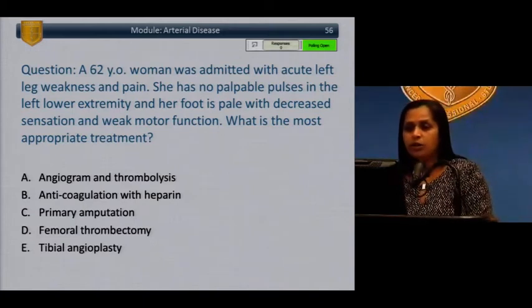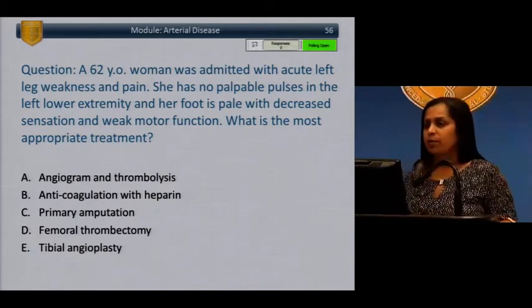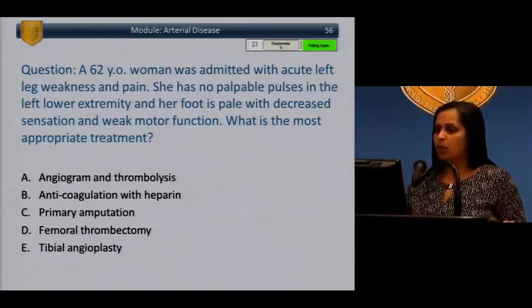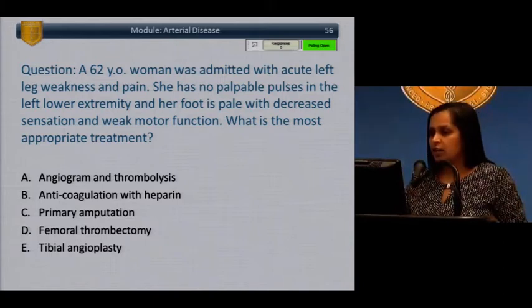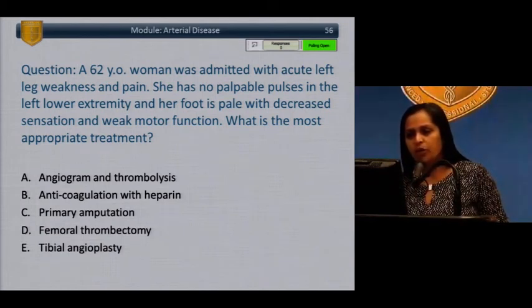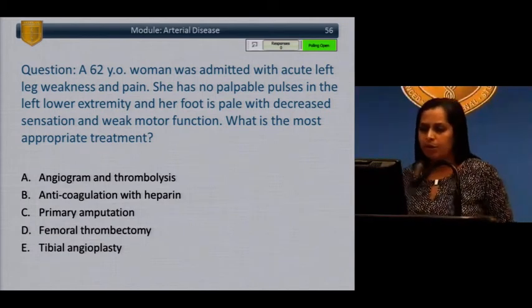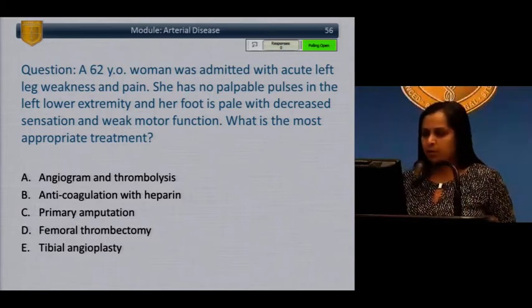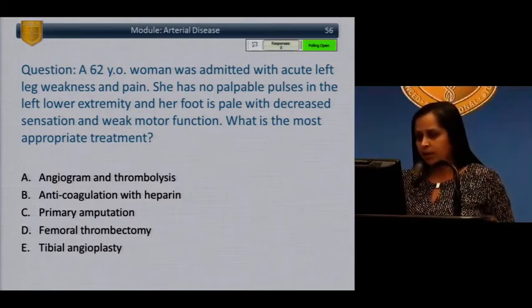So we'll start with a question. A 62-year-old woman was admitted with acute left leg weakness and pain. She has no palpable pulses in the left lower extremity, and her foot is pale with decreased sensation and weak motor function. What is the most appropriate treatment? A, angiogram and thrombolysis. B, anticoagulation with heparin. C, primary amputation. D, femoral thrombectomy. E, tibial angioplasty.